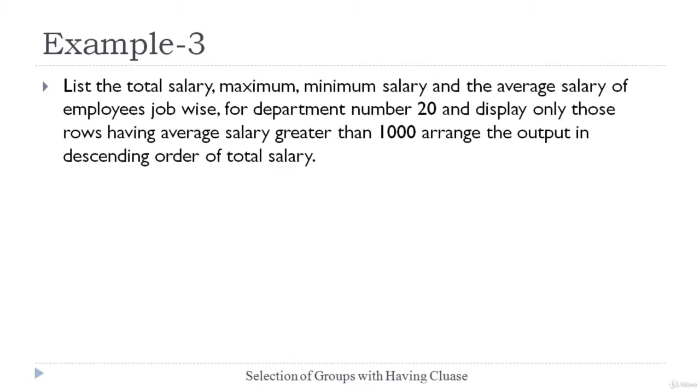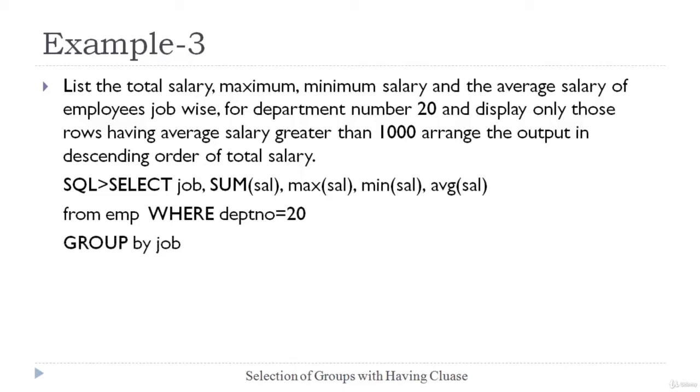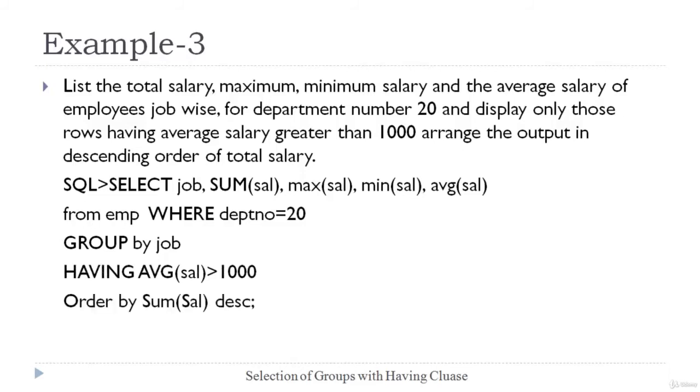In example number 3, this query is further extended to display the output in descending order of total salary. So the remaining query will be same. First, we will select job, sum, maximum, minimum, and average salary from employee table where department number is 20, group by job having average salary greater than 1000. Then order by clause is added to display the records in descending order based on their total salary.